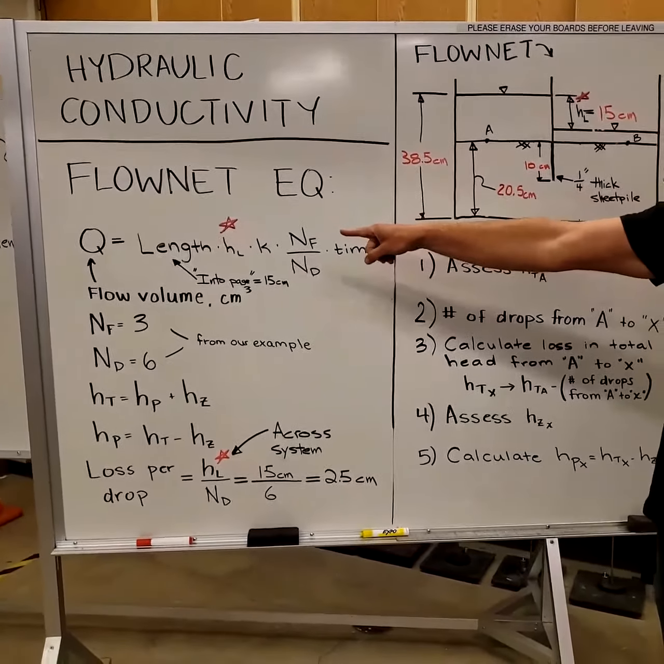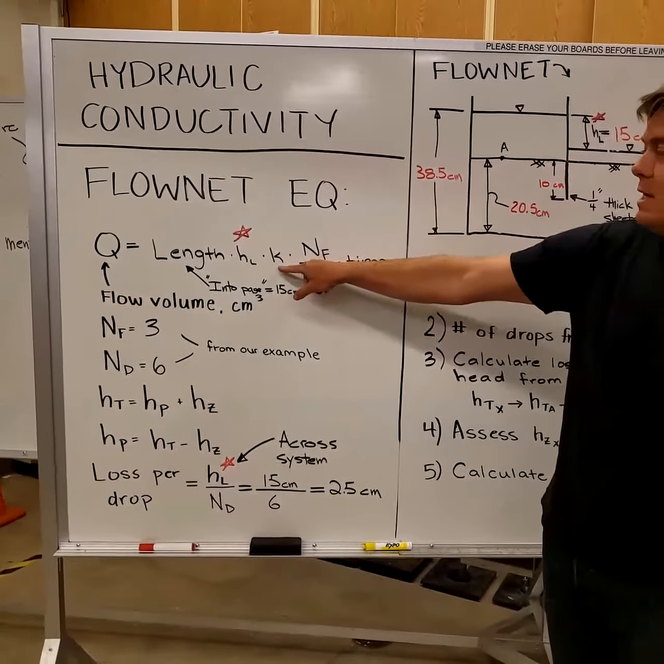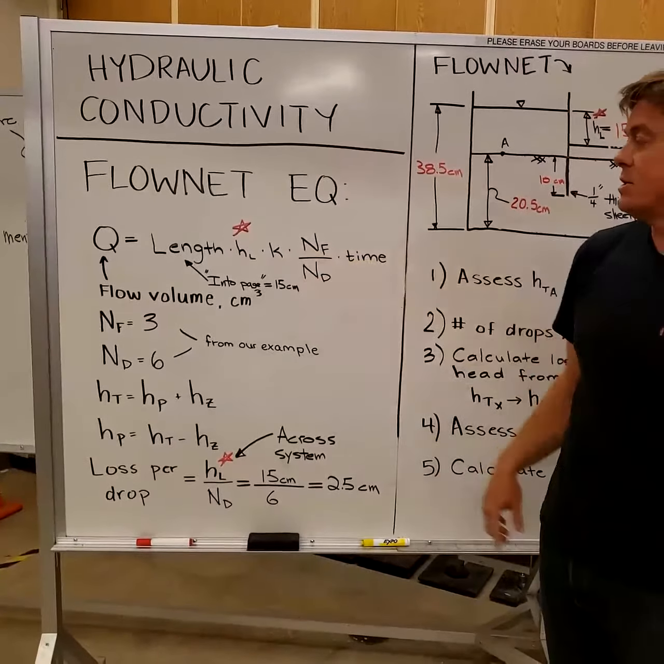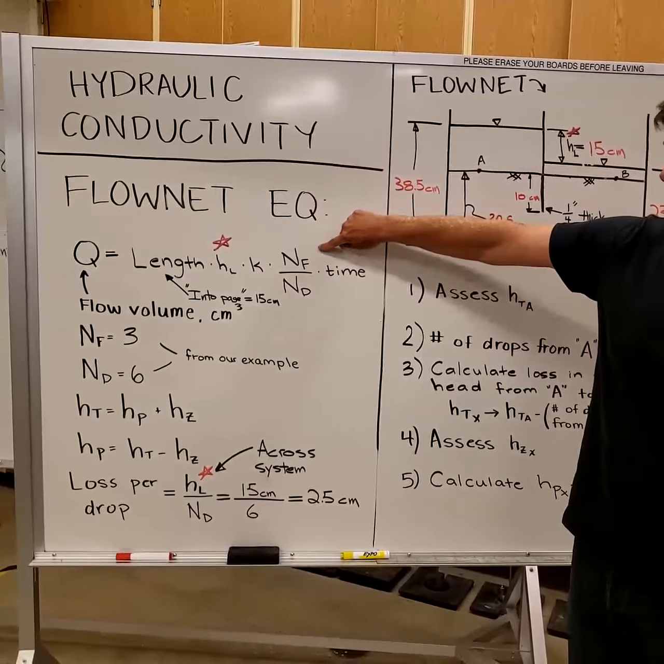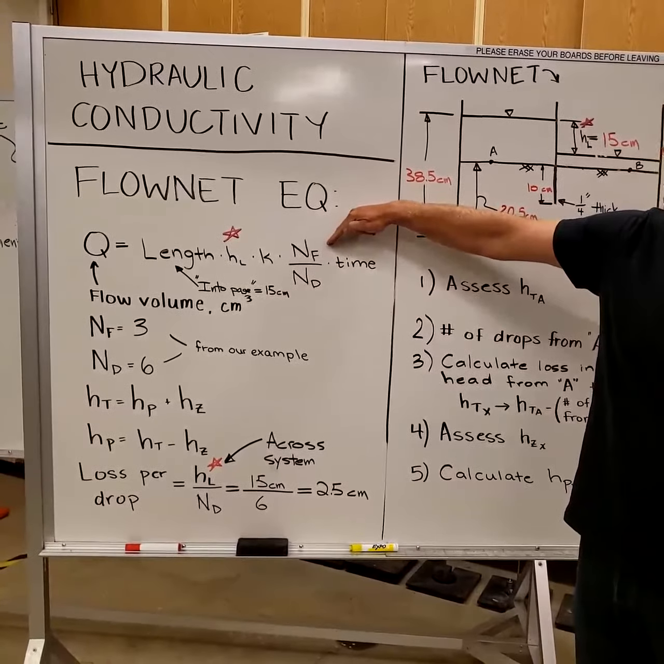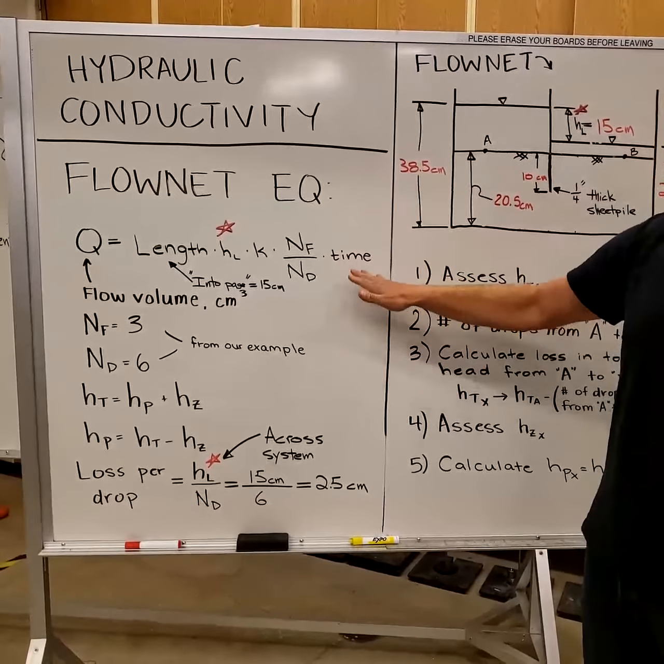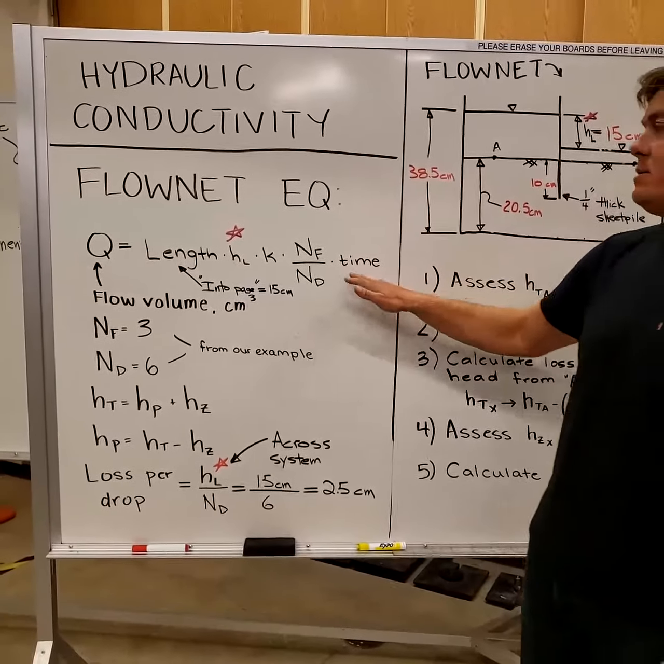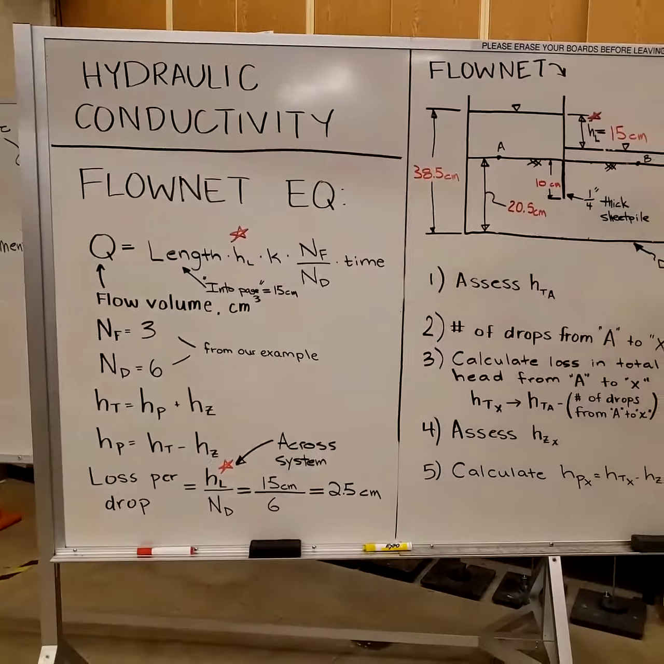that's the head loss across the system, times the hydraulic conductivity, the K value, sometimes called permeability, times the number of flow channels. Let's make sure this is channels, not lines. It's flow channels divided by the number of drops, times the time it takes to gather that flow, for that much flow to go through the system.